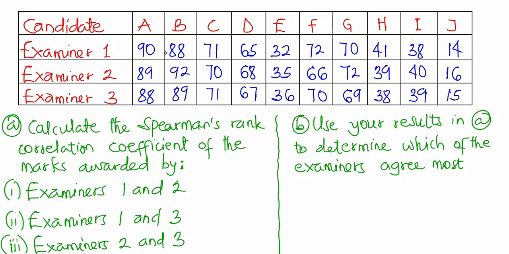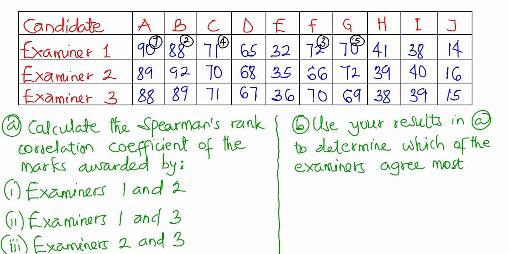So looking at the values for examiner 1, we can see that 90 is the highest number. So since it is the highest number, it will take rank 1. And then we can see that 88 is the next highest number, which will take rank 2. We can also see that 72 is the next highest number, which will take rank 3. And then we can see 71 to be the next highest number, to have rank 4. We can also see that 70 is the next highest number, which will take rank 5.